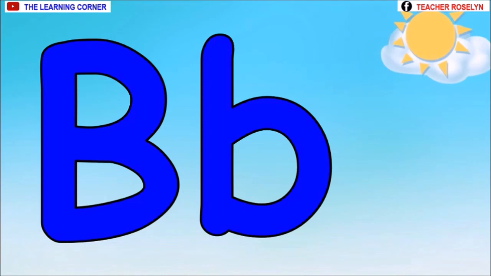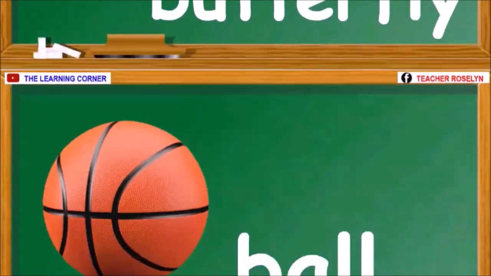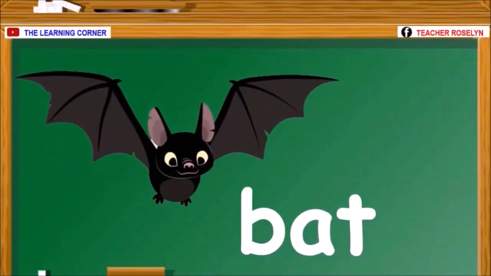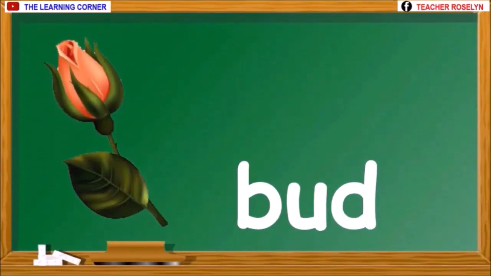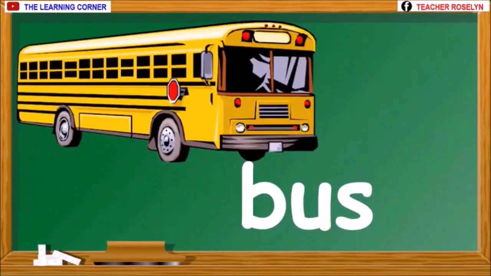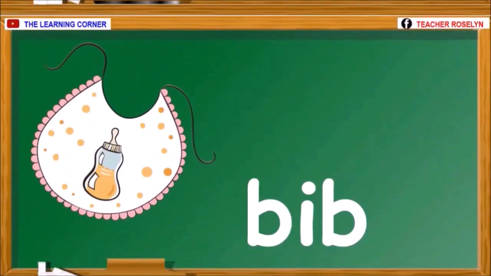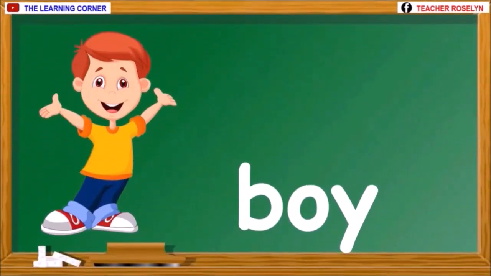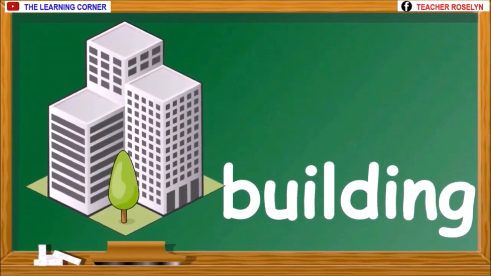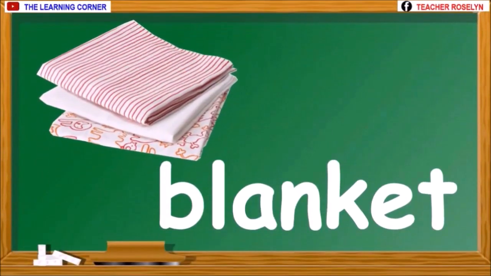Okay, now let us discuss the things that begin with letter B. Butterfly, ball, bat, bag, bud, bus, bananas, bib, baby, boy, building, balloons, blanket.